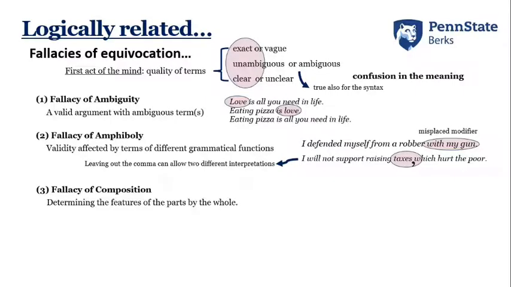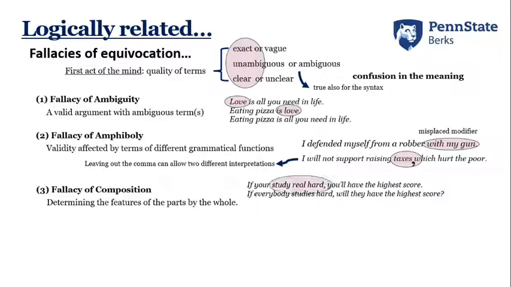The fallacy of composition and division are mirror images of each other. So composition is determining the feature of the whole by the parts. It says if you study real hard, you'll have the highest score. Okay, well then what if everybody studies hard? Will they all have the highest score? So this idea of study real hard is something that's specific, and if we apply it to the general, it no longer works. If you study real hard, you'll get the highest score, but if everybody does it, obviously not everybody's going to have the highest score.